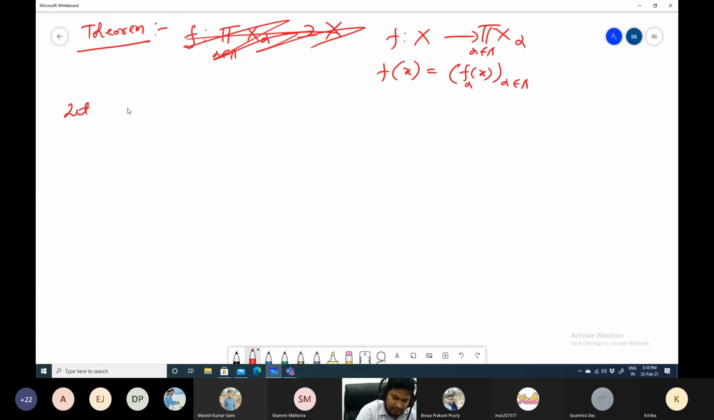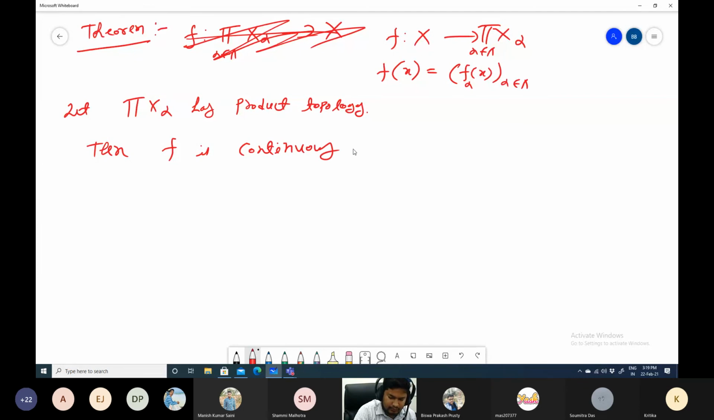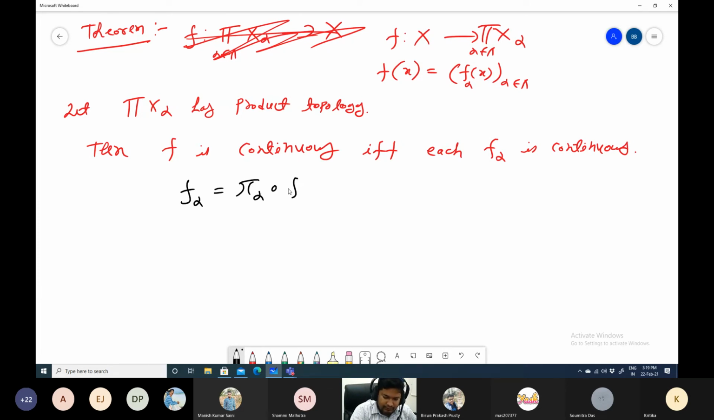Now let the product of X alpha have the product topology. Then f is continuous if and only if each f alpha is continuous. Now the proof is straightforward by applying f alpha equal to pi alpha compose f.